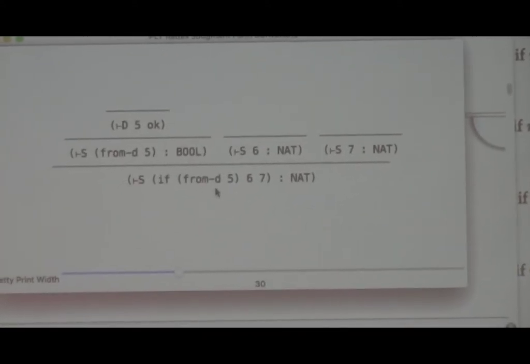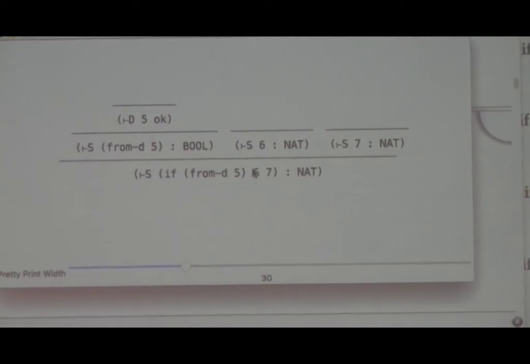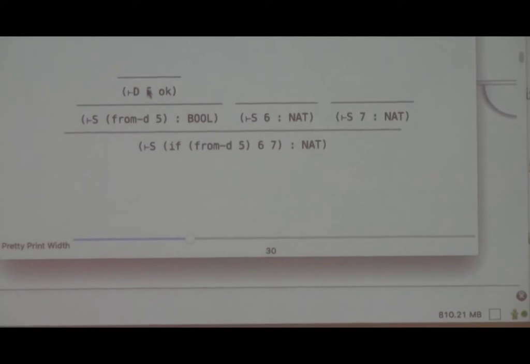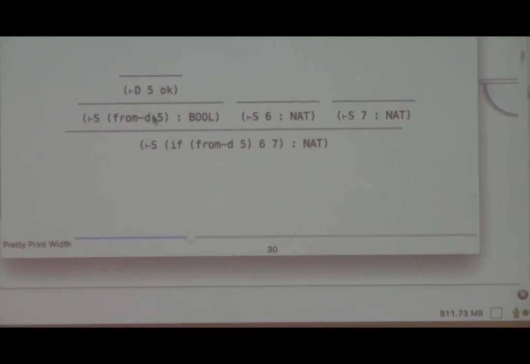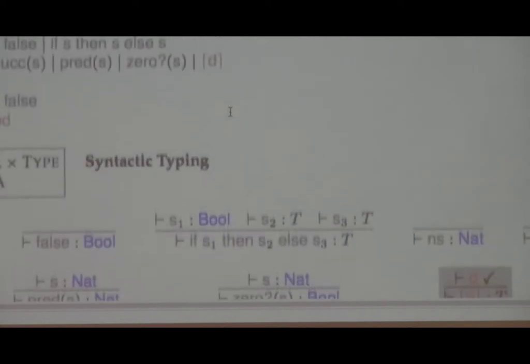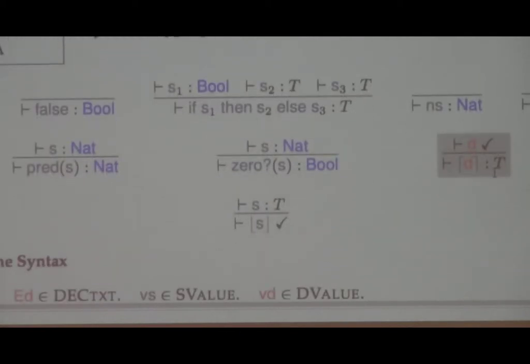And you can see the formation rules all work out fine. Because up here, I'm just like, it's 5. And then this is where the scary rule happens, where you're like, oh, so from D, 5 is bool. That's exactly the gray rule happening. Cool? Questions?